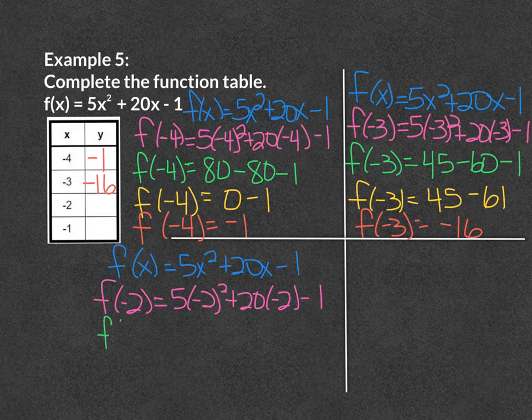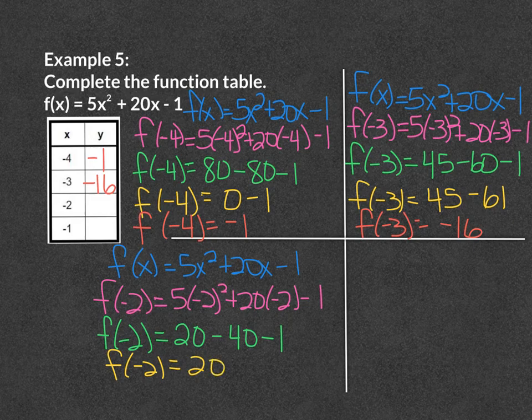So I have f of negative 2 equals negative 2 squared is 4 times 5 is 20. And then 20 times negative 2 is negative 40. Bring down negative 1. So I have f of negative 2 equals, bring down 20. Negative 40 plus a negative 1 is a negative 41. So f of negative 2 equals 20 minus 41 will give me a negative 21. So that means f of negative 2 equals negative 21.